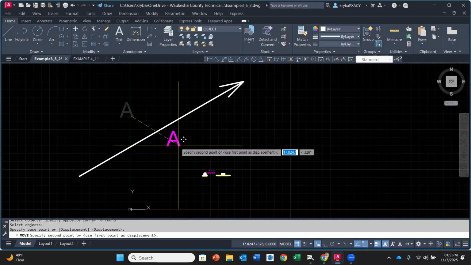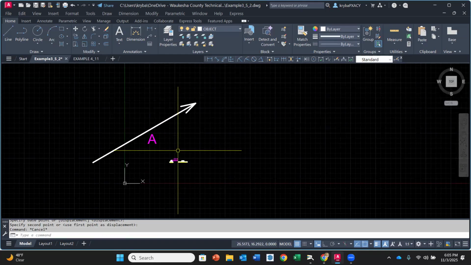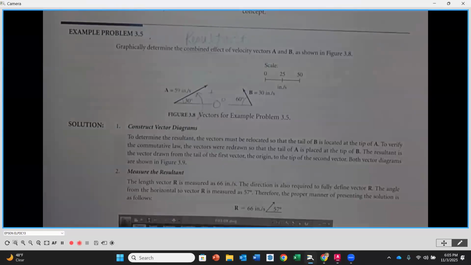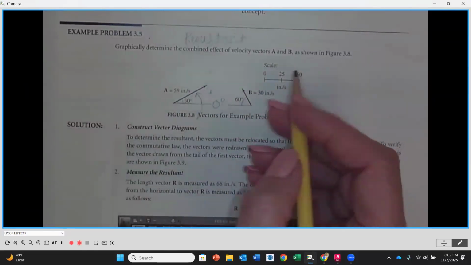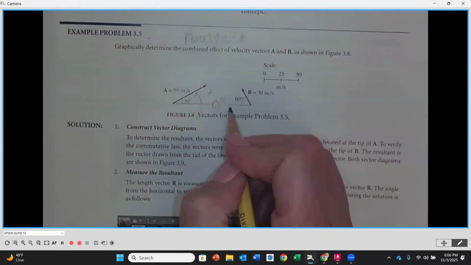I think I'm going to put A underneath it, like right about there. Okay. So that's A. It's 59 units long and it's at 30 degrees from horizontal in a counterclockwise direction, right? Now I'm going to do the same thing for B. I'm going to draw it just like I see it here, 30 units long. Now this time, this is at a 60 degree from 180.